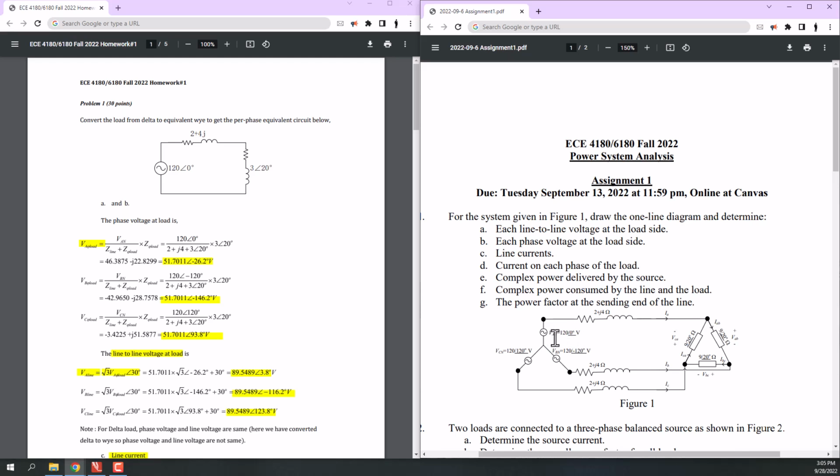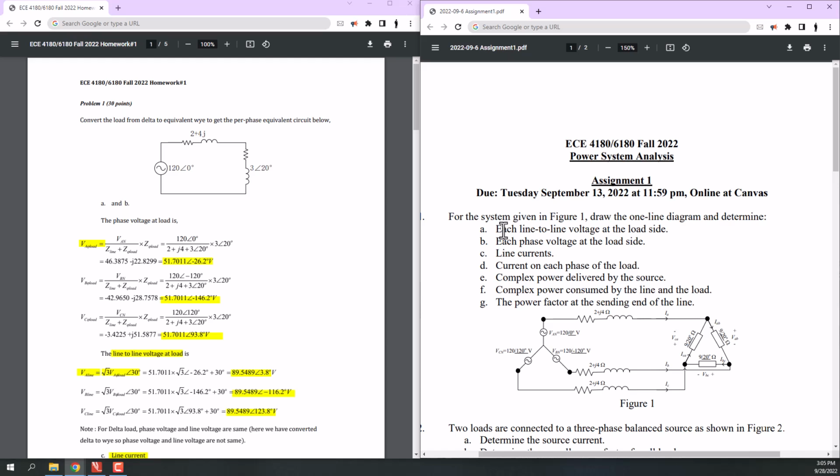So for drawing the single line diagram for the phase A, we can write the phase voltage as 120 with a degree of 0, and the transmission line impedance and the load impedance can be written in this format that we had calculated. So after that, we can calculate each of the requested parameters.